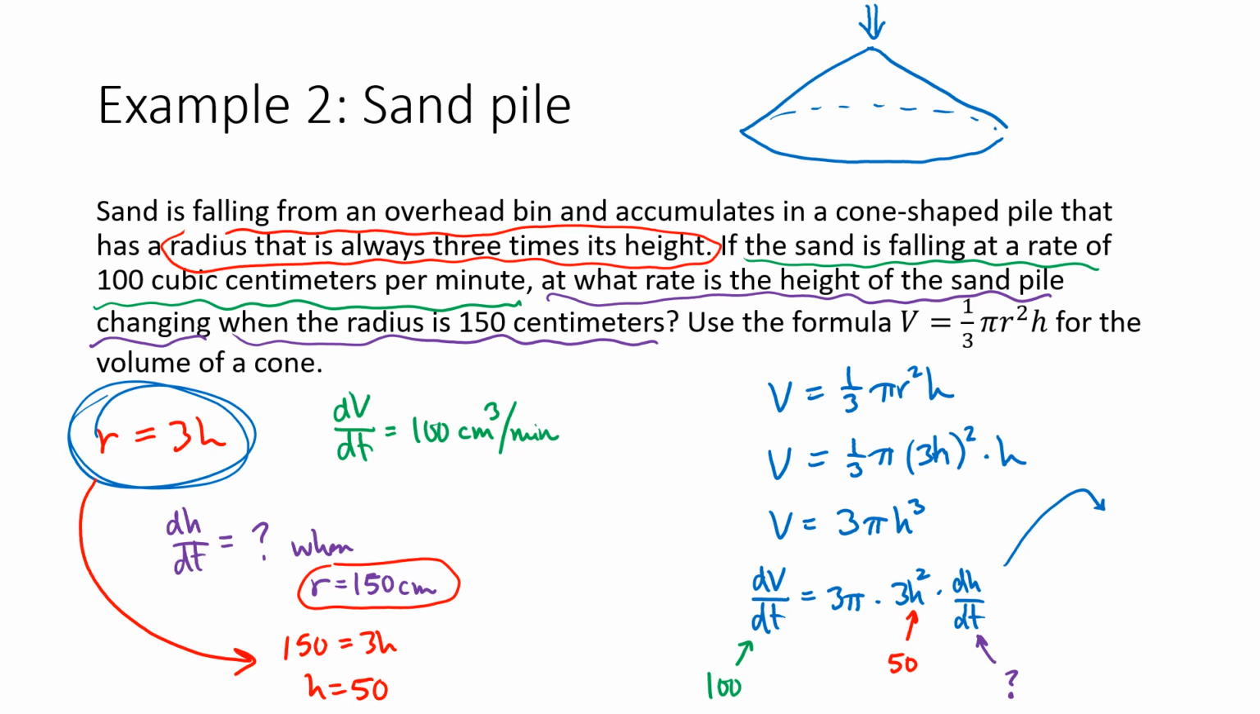So if I solve this, I have 100 equals 3 pi times 3 times 50 squared, and then dh/dt is what I want to solve for. So that's going to be 100.